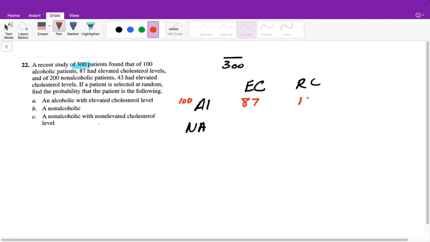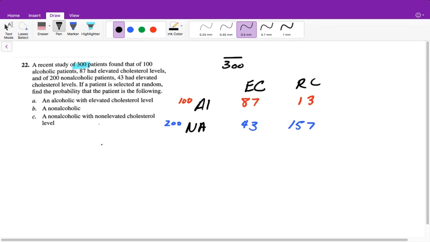The reason why I'm telling you to put it like this is because all of these are pretty straightforward and generic, but if it said anything with the word or in here, then you would have to make sure that you're adding things together. And then in our non-alcoholic, it had 200. And we had 43 out of the 200 that had elevated cholesterol. So that means the people that had non-elevated cholesterol is 200 minus 43, which is then 157.